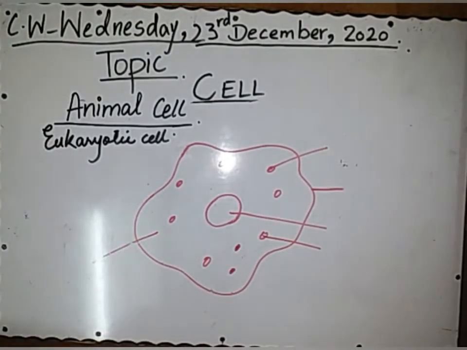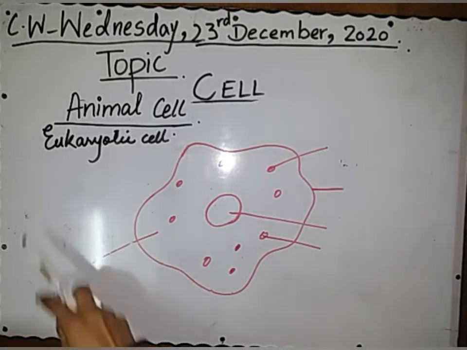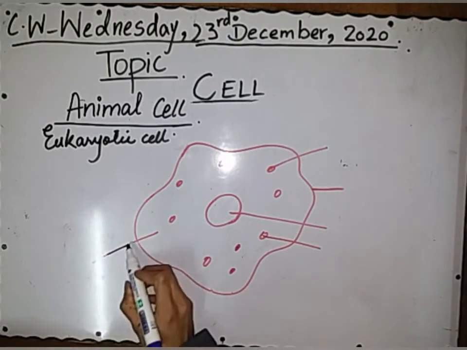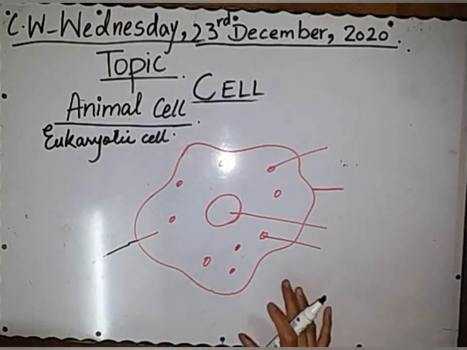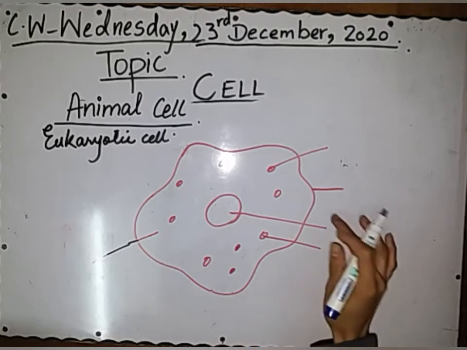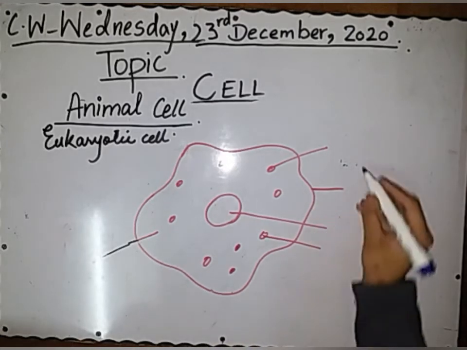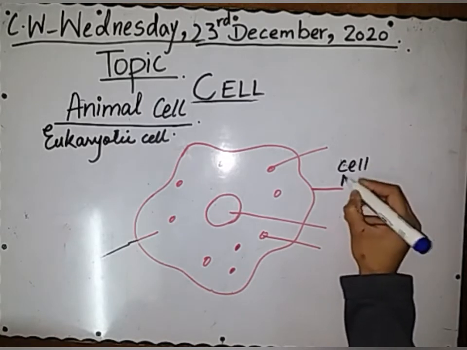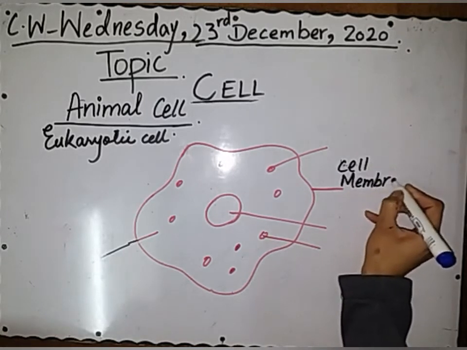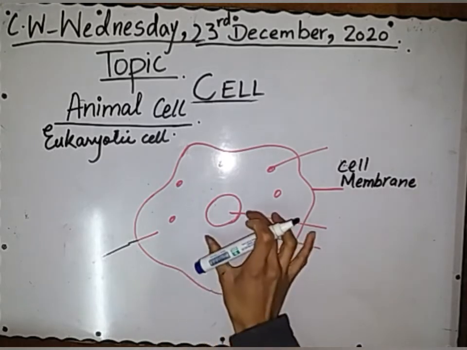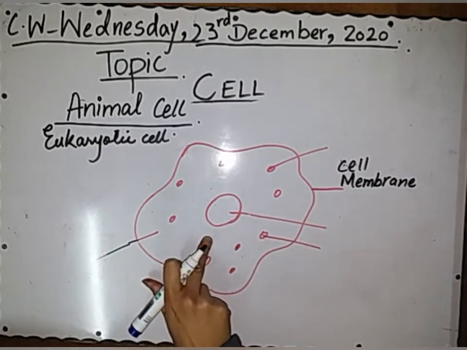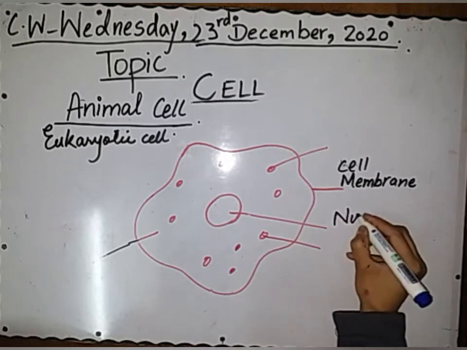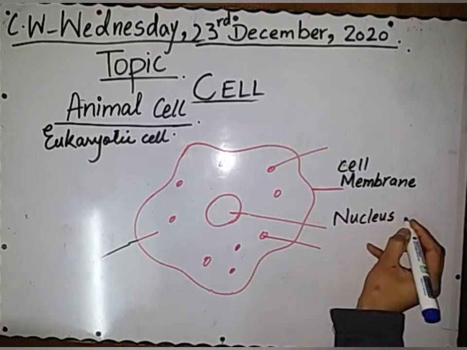Students, now let me explain the structure of an animal cell. Our next topic in this chapter is the animal cell. Students, the animal cell is an example of a eukaryotic cell. Here I have drawn a simple structure of an animal cell. In the animal cell, the outermost membrane which surrounds the cell is known as the cell membrane. The structure present in the center of the cell is known as the nucleus, which carries out all the functions of the cell.